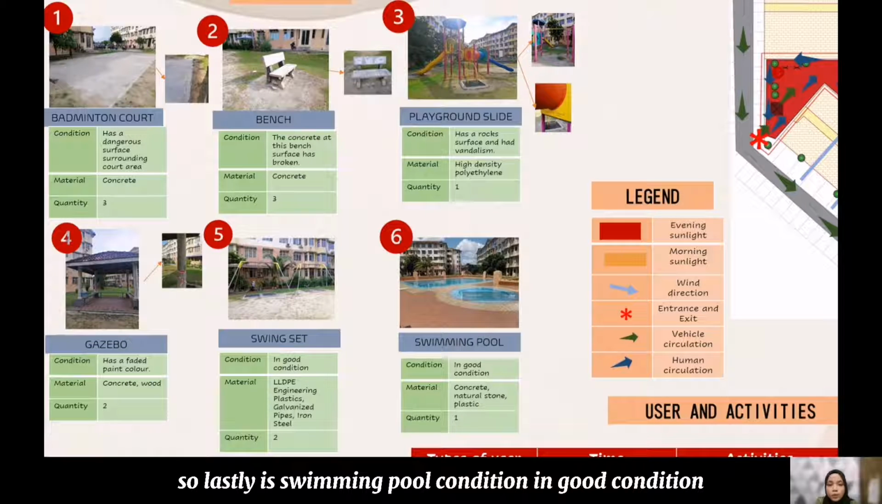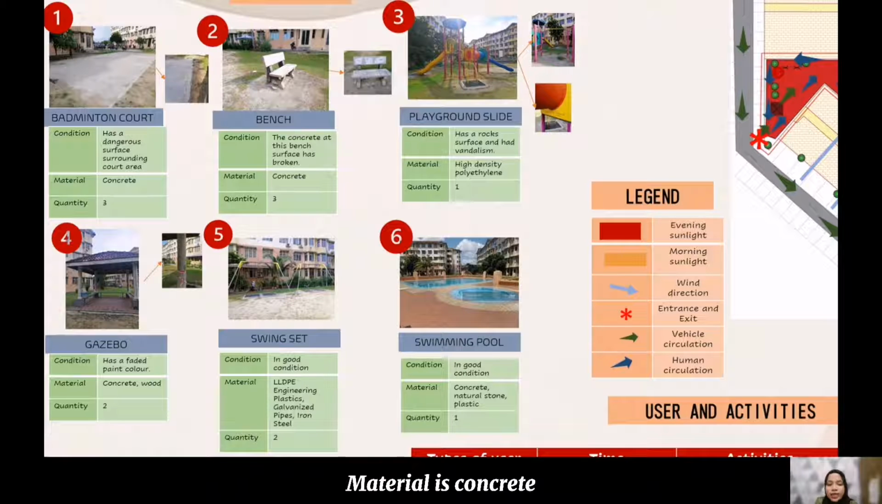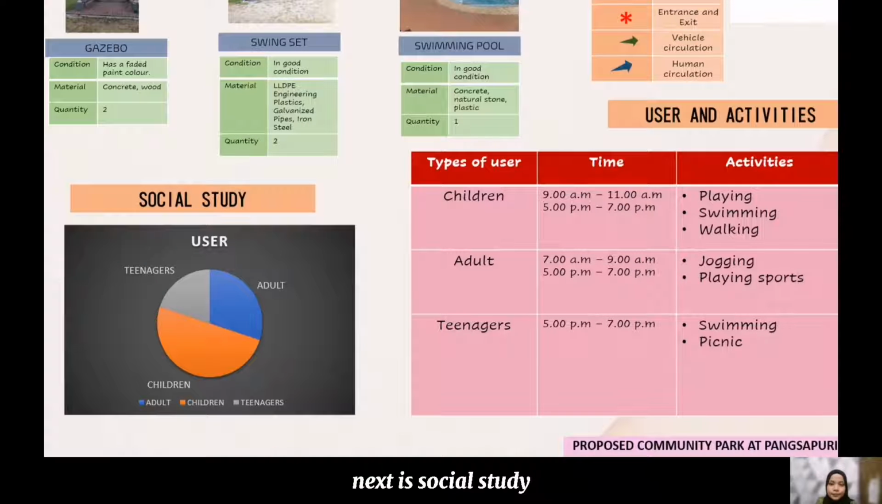So lastly is the swimming pool. Condition is good. Material is concrete, natural stone, and plastic. So there is one swimming pool at this site. Next is social study. This chart shows that children are the most likely to use this community park compared to teenagers and adults.